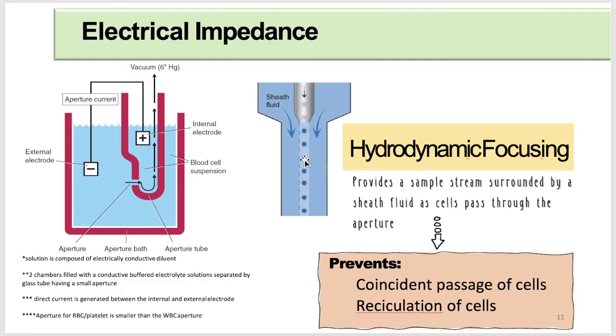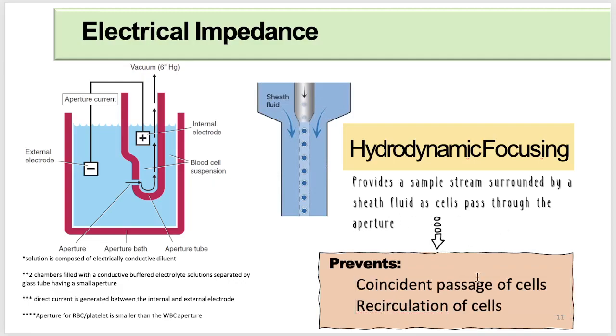These are the cells. As what you can see, it is surrounded by a sheath fluid. So, ito is a fluid ito. It's surrounded by a sheath fluid. What will happen because of that sheath fluid? It will now prevent coincident passage of cells and recirculation. This is recirculation, I'm sorry.